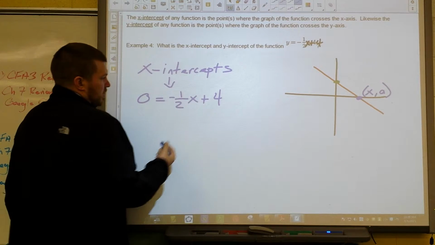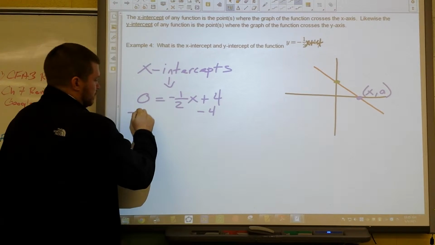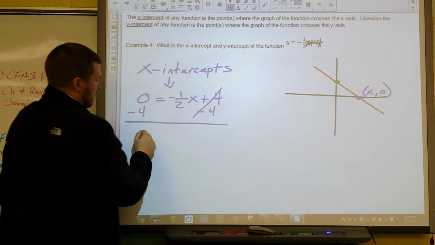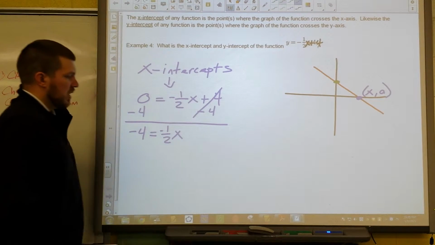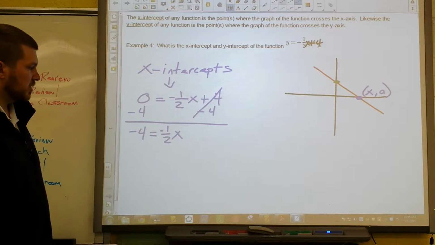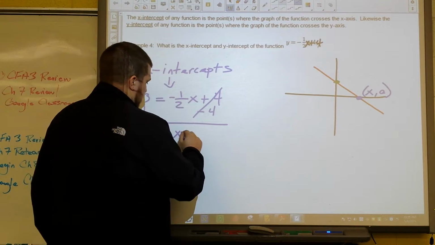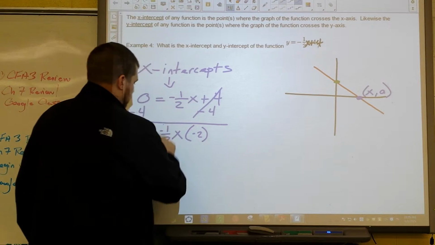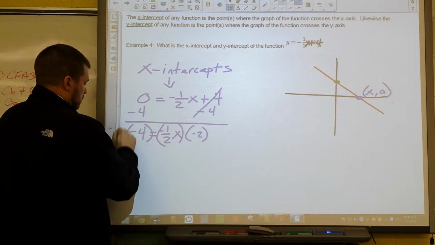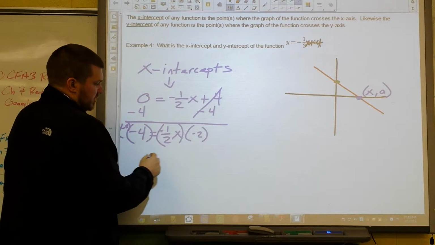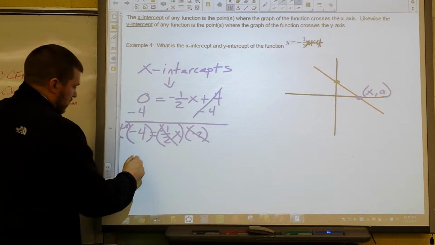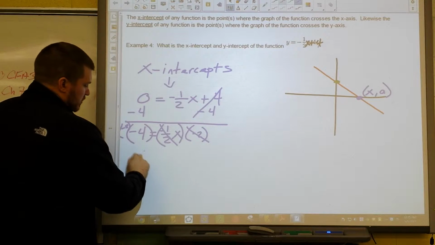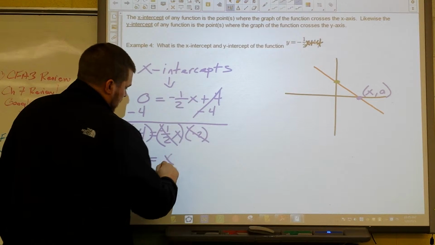So my first step here is to just subtract 4. Cancel out. So -4 equals -1/2 x. And now I want to get rid of this fraction, so I'm going to multiply by -2 on both sides. What you do on one side, you have to do to the other. -1/2 and -2 cancel out. So I'm just left with -2 times -4, which is +8 equals x.